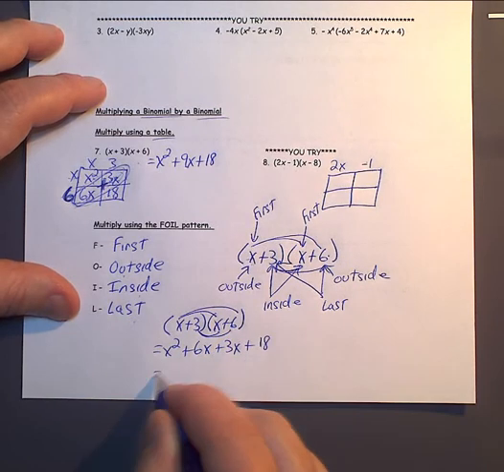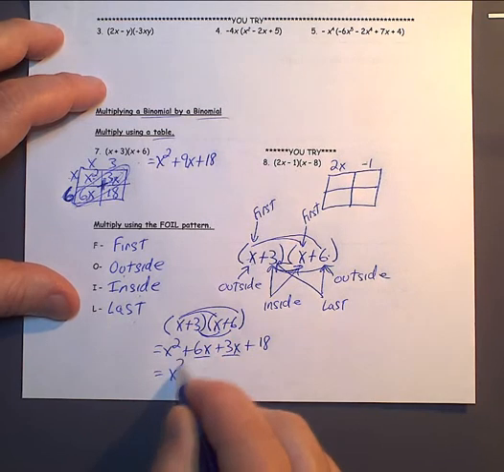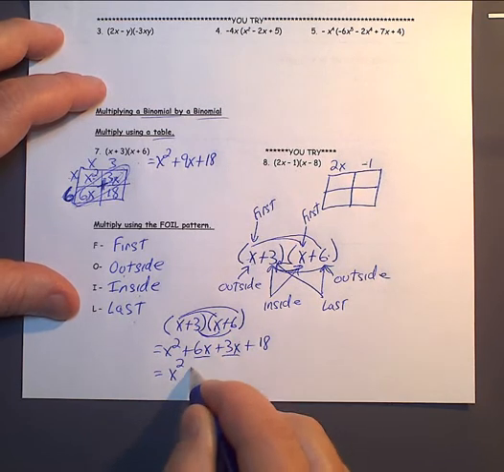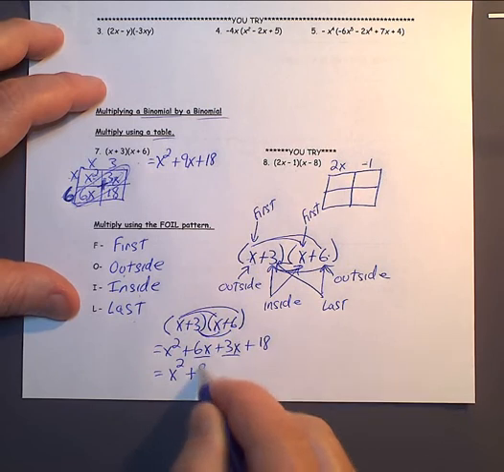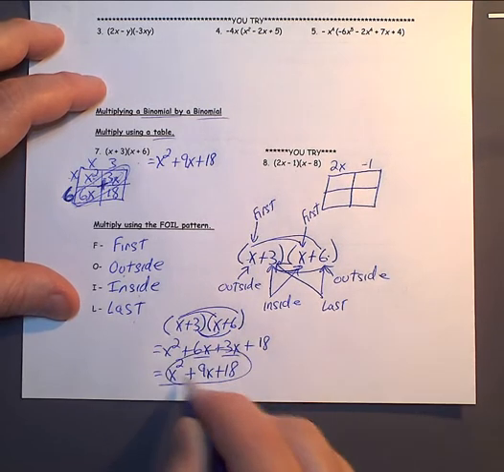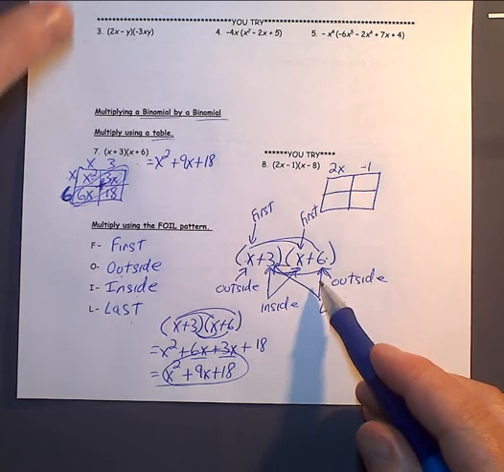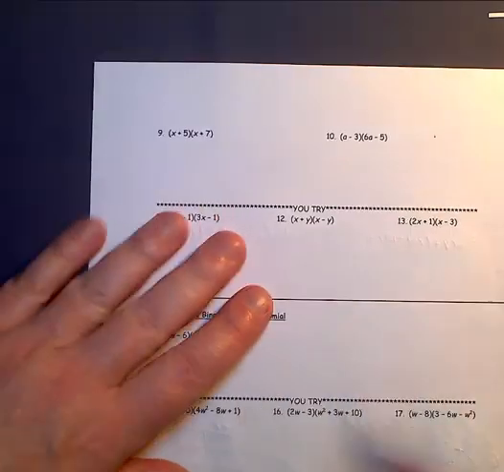Now I'm going to look. I have some like terms always in the middle, x's. I rewrite my x squared. How many x's do I have? 6x plus 3x is going to give me 9x, and plus 18 just comes down. I get the same answer I did up there. You can use either method. Okay? So let's do a couple here, FOILs.